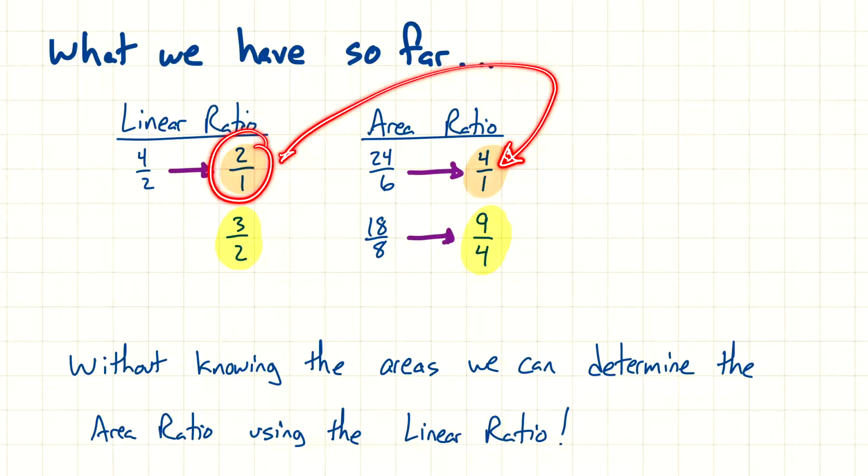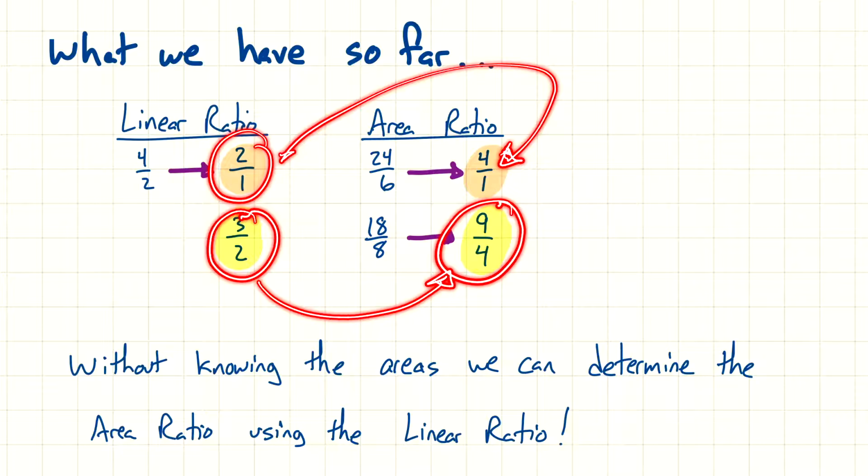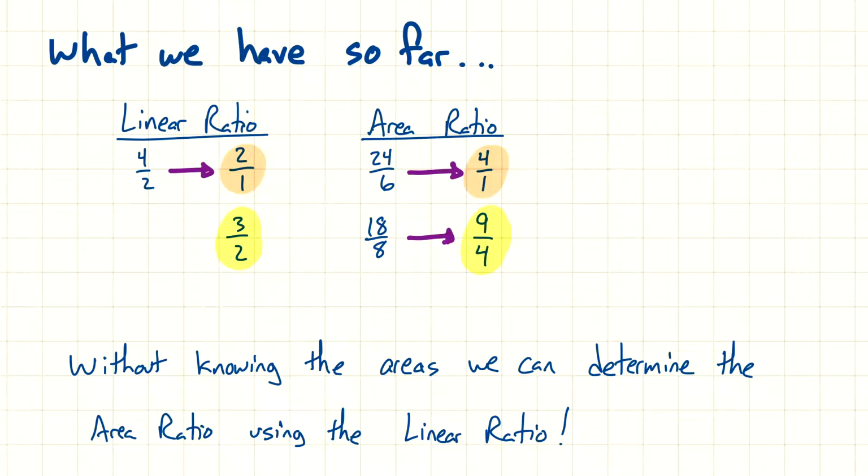So what can I do to this linear ratio so that it turns into this area ratio? If I have 2 over 1, what can I do to 2 over 1 to turn it into 4 over 1? And can I do the same thing for 3 over 2 to turn it into 9 over 4? All right, so that's what we're trying to figure out, the connection here.